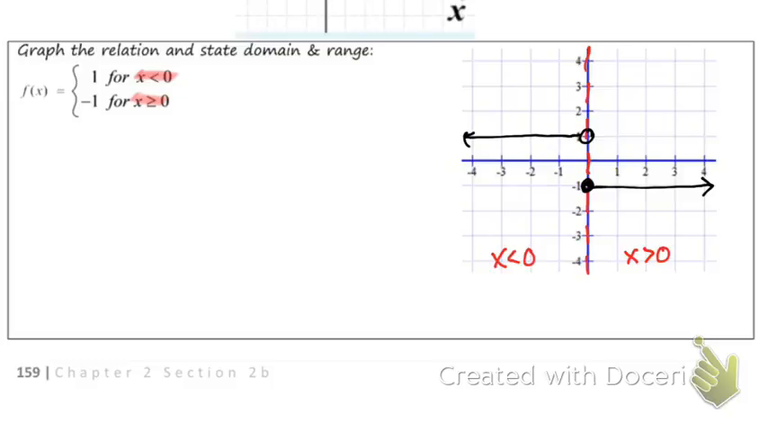The domain and range, it's a little weirder. Yeah. So we always take that first number and we go up or down the y-axis.